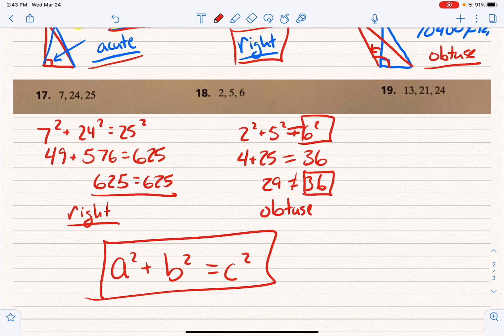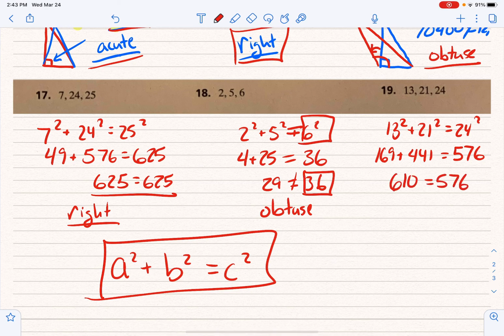And lastly, on this number 19, we've got 13 squared plus 21 squared equals 24 squared. Well, 13 squared is 169, 21 squared is 441, and 24 squared is 576. So if I add these, I get 610, I think, is equal to 576. Well, that's clearly not true. And what's wrong? Well, the side that would be the hypotenuse is too small. So the fact that it's too small must be acute. So that's what we have to try to remember.